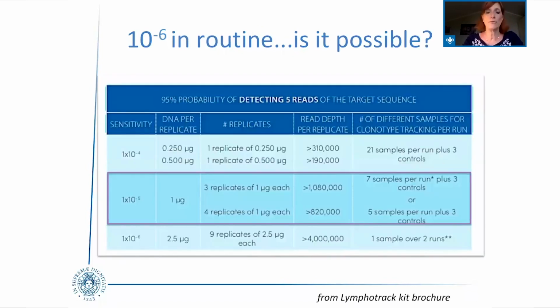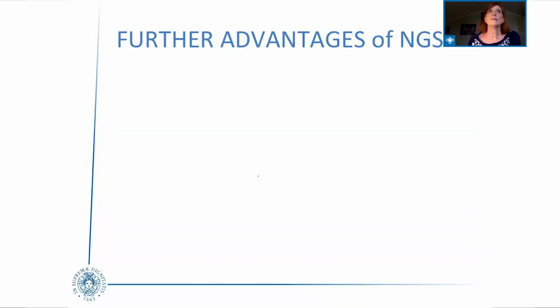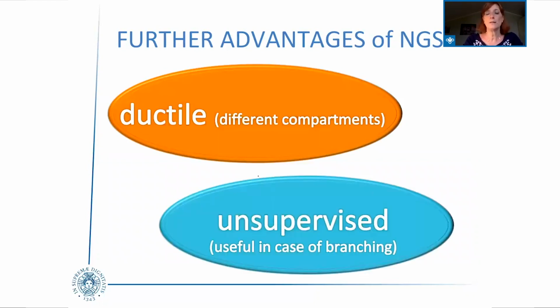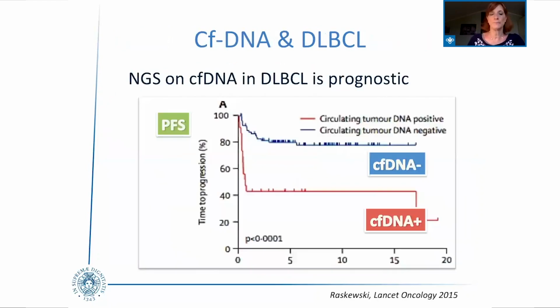So we used a small amount of DNA, we used LymphoTrack, and we clearly reached 10^-4. 10^-5 for multiple myeloma by LymphoTrack is possible because you can use 3 replicates of 1 microgram each, so we can run 7 samples per cartridge with acceptable costs. I think that NGS has 2 further advantages. The first is that NGS can be used in different compartments, and the second is that NGS is an unsupervised tool for assessing MRD.